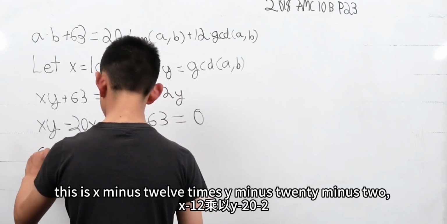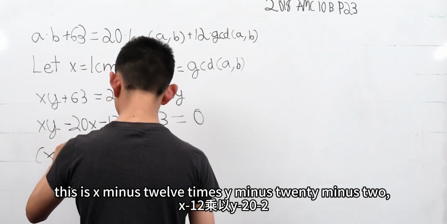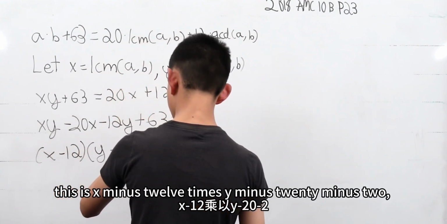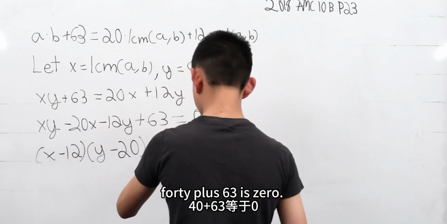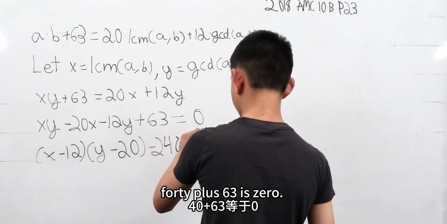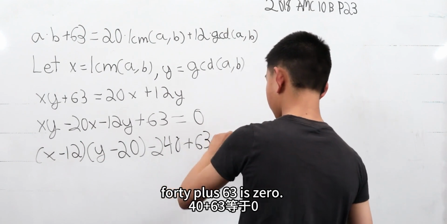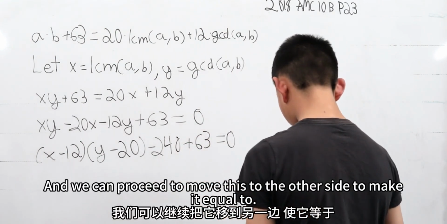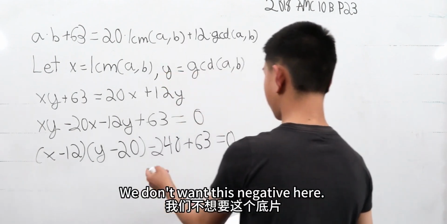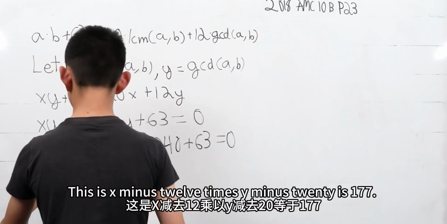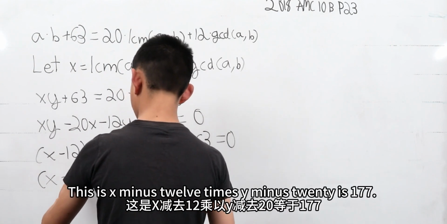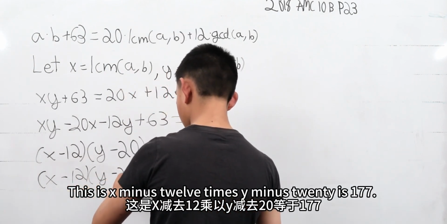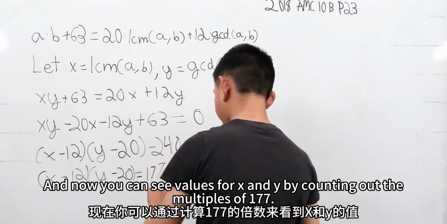So this is x minus 12 times y minus 20 minus 240 plus 63 is 0. And we can proceed to move this to the other side, because we don't want this negative here. So this is x minus 12 times y minus 20 is 177.